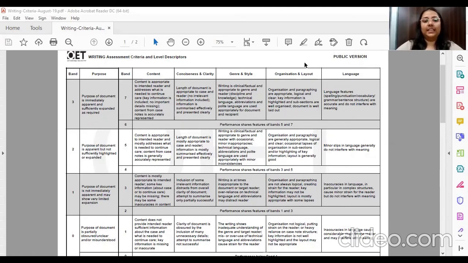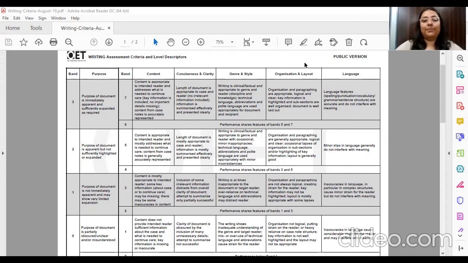Genre and style. In this criterion, the assessors check if the information that you've provided and the language that you've used for it is appropriate for the recipient or not. So the formality of language and its appropriateness is checked in this fourth criterion of genre and style.